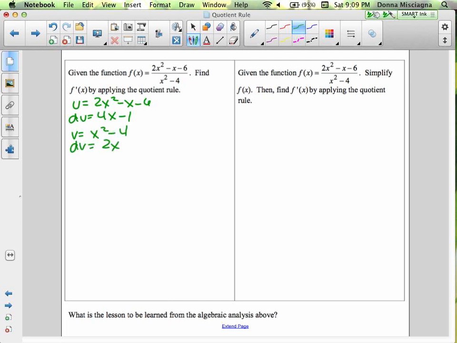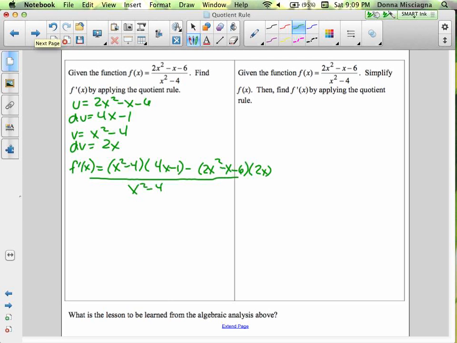This would be a good idea, by the way, for you to think of what the derivative is for these in your head. All right, so our derivative, not necessarily the derivative of the whole thing, but just the derivative of the parts here, of the numerator and the denominator. It's going to be the denominator x squared minus 4 times the derivative of the numerator, 4x minus 1, and then minus the numerator, 2x squared minus x minus 6 times the derivative of the denominator, 2x. Oops, and I'm going into the next problem. All divided by x squared minus 4.